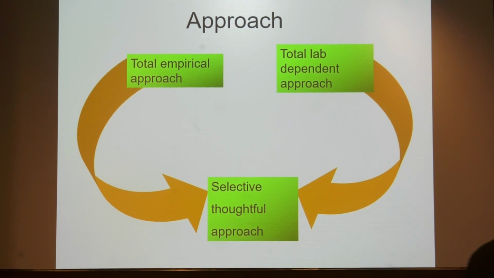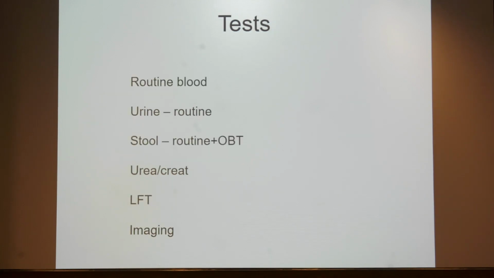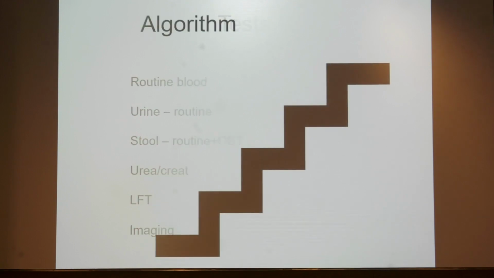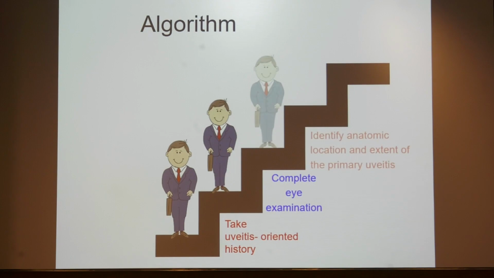I think between a totally empirical approach and a totally lab-dependent approach, a selective, thoughtful approach with tailored lab investigation is the best bet. There are certain uveitic entities where you would not need to order any tests, like a Fuchs heterochromic iridocyclitis, a traumatic uveitis, or an unequivocal case of VKH and SO, excepting that there would be some tests required for all uveitic patients whom you want to put on oral medication because of their potential side effects.